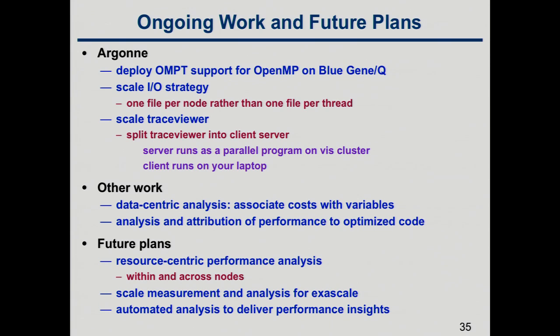And so some future plans, we want to do some work on resource-centric performance analysis, looking at what resources are responsible for performance losses within and across nodes, and so shared cache, network I/O links, scaling the measurement and analysis for use on the forthcoming pre-exascale systems, and then also some automated analysis to try and deliver some insights. So instead of just showing you the trace view and saying, look at it, figure out what's wrong, we'd like to be able to direct you to say, well, it seems that there's some serialization in this part of your application, and we think that that deserves some attention.